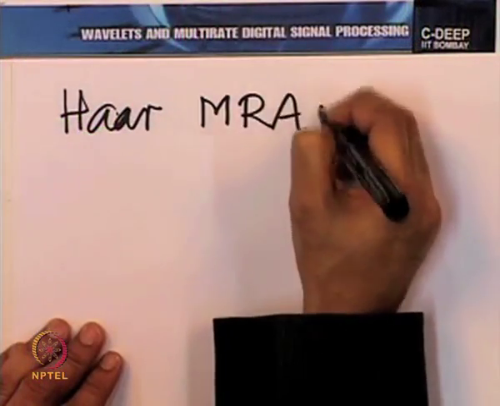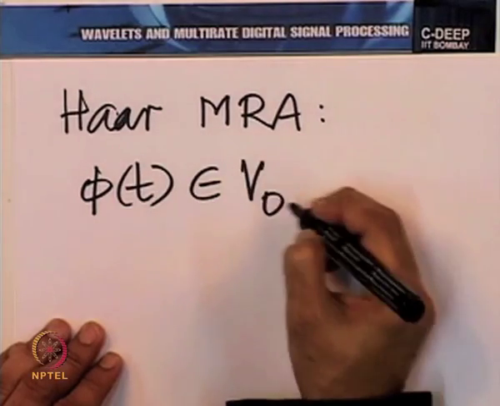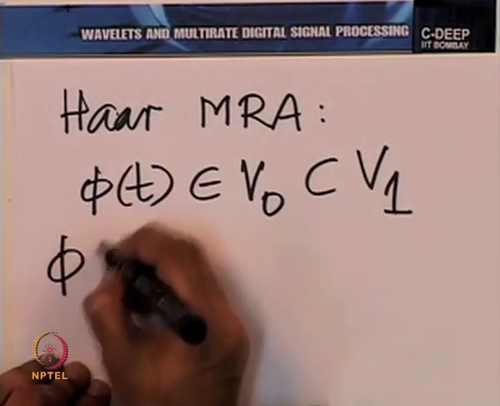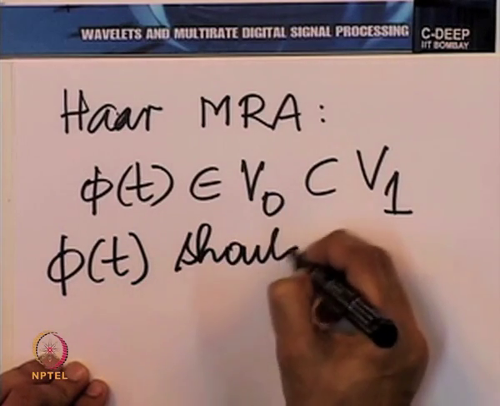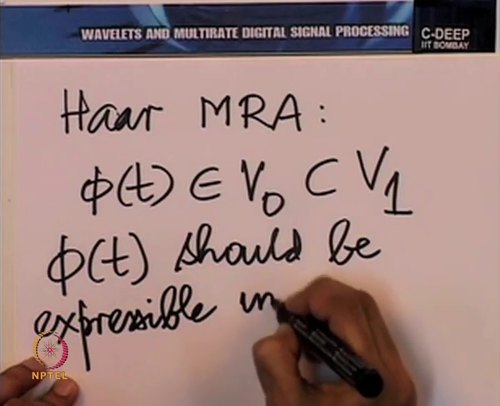Now, having put down the structure more generally, we must ask what is the connection between the multi-resolution analysis and this filter bank that we are trying to design. To answer that, let us look at the Haar once again. In fact, let us begin with phi t in the Haar MRA. We notice something very interesting. Phi t belongs to V0, which is a subspace of V1. So, phi t should be expressible in terms of the basis of V1.